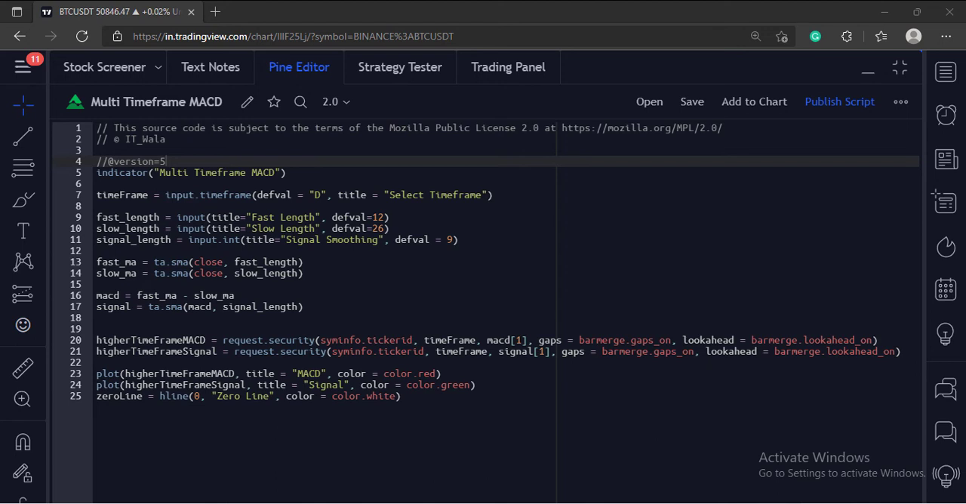Let's start. Today we will see how to implement the multi-time frame MACD in the TradingView Pine script. This is the indicator function with the name multi-time frame MACD. Then we call the time frame function to accept the higher time frame input from the user. The default value is daily.